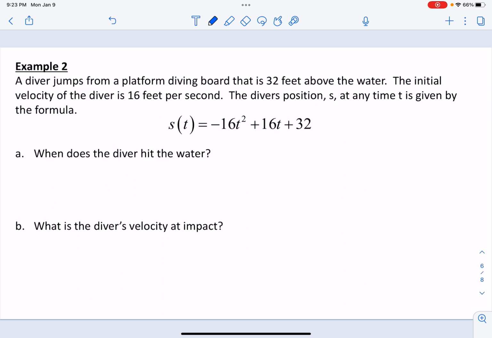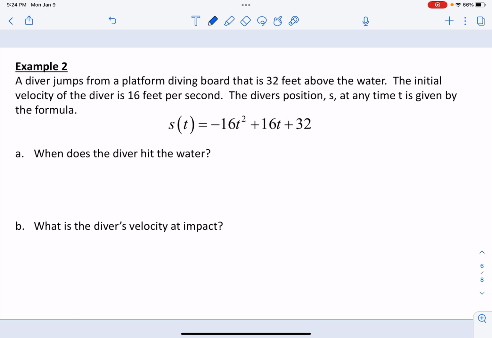Okay, example 2. A diver jumps from a platform diving board that is 32 feet above the water. The initial velocity is 16 feet per second. The diver's position is given by that formula. I'm always going to give you the position formula. In physics, you have to build that position formula, but in calculus, we don't have to worry about building that formula. So, when does the diver hit the water?